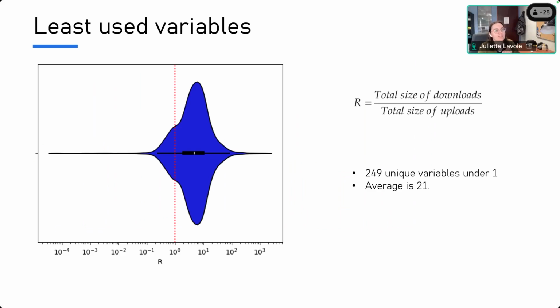So one metric that we look at is the total size of download divided by the total size of upload to try to adjust for all of those factors. And here we're looking at the distribution of the different variables for this ratio. If we are below 1, that means it's been downloaded less than there have been uploads. That's not ideal, and there are about 200 variables that are under 1, but in general the average is more around 21, so it's being used a lot. And we also have those superstar variables that have been downloaded a lot.